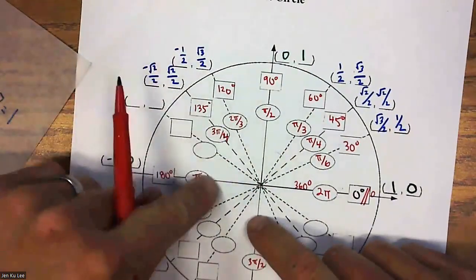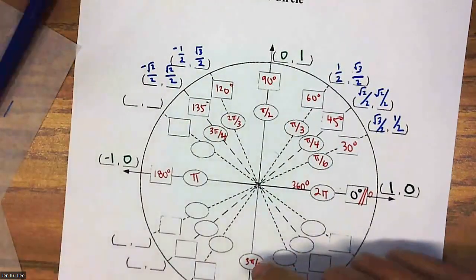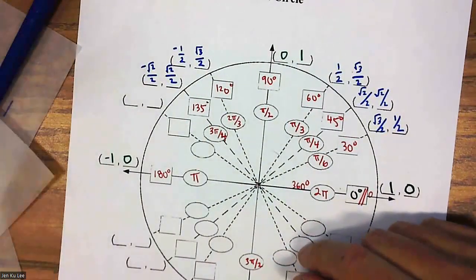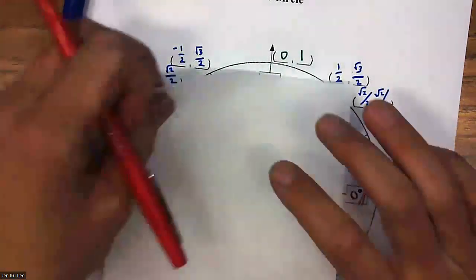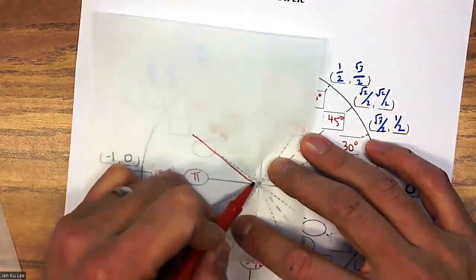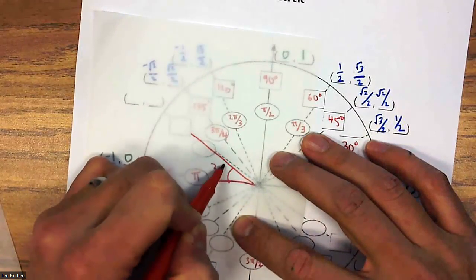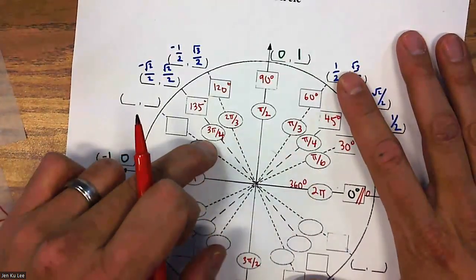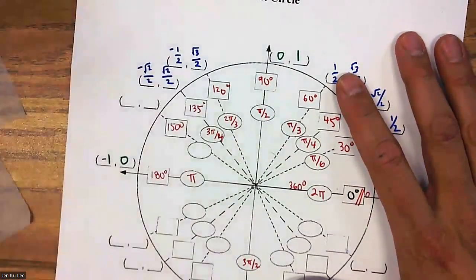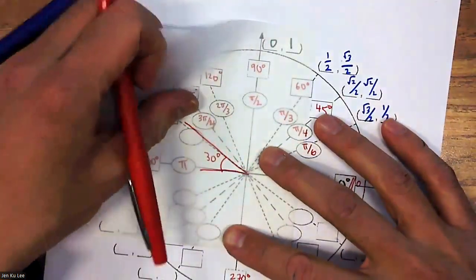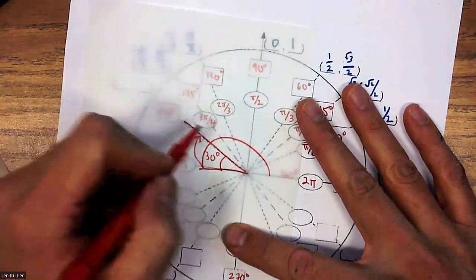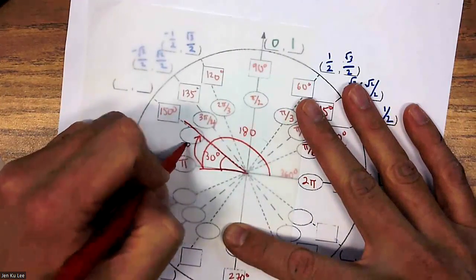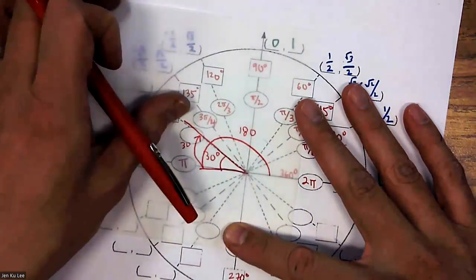So this angle here, we know that this angle is 30 degrees, right? If I draw that reference triangle, that's 30 degrees. So what's 180 minus 30? 150. Does that make sense? From standard position, 180 minus 30, which is 150. Okay.